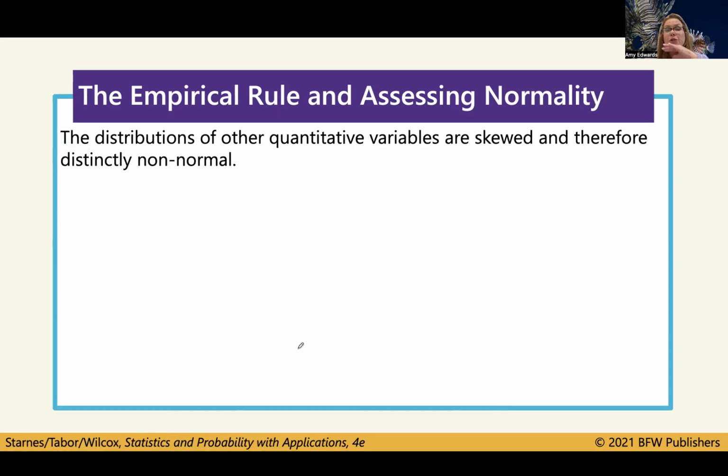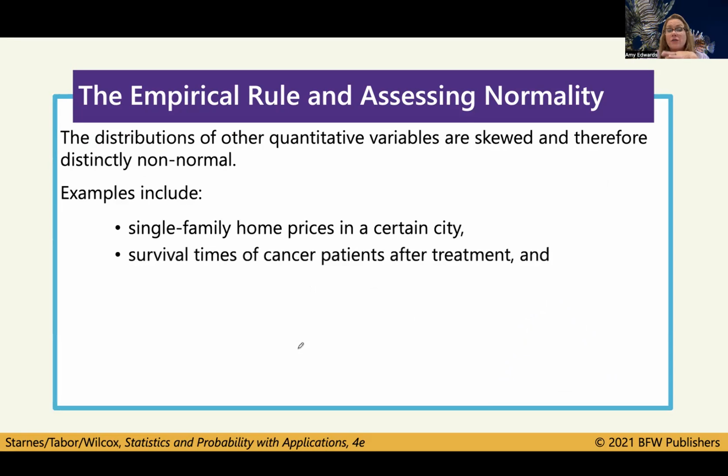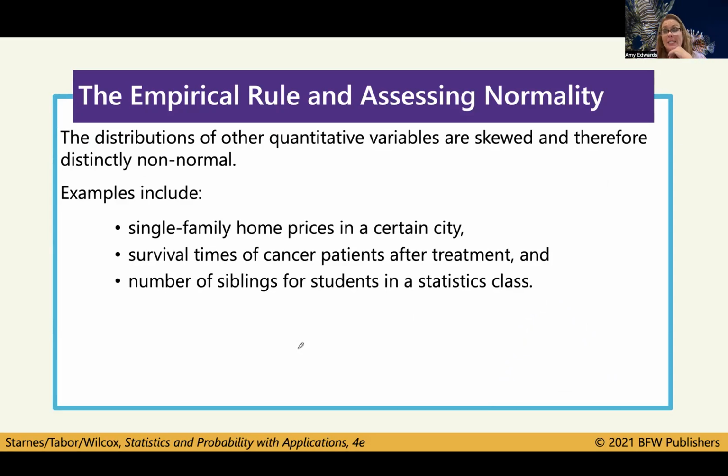Now, distributions of other quantitative variables can be skewed. We would say they are not normally distributed. We could talk about single home prices in a certain city because, again, you got starter homes or you got these mansions over here. Okay, survival times of cancer patients after treatment. Those could be skewed, not normal. Number of siblings for students in the class. Again, those could be not normal. You could have an outlier. Somebody could be 19 kids and counting.